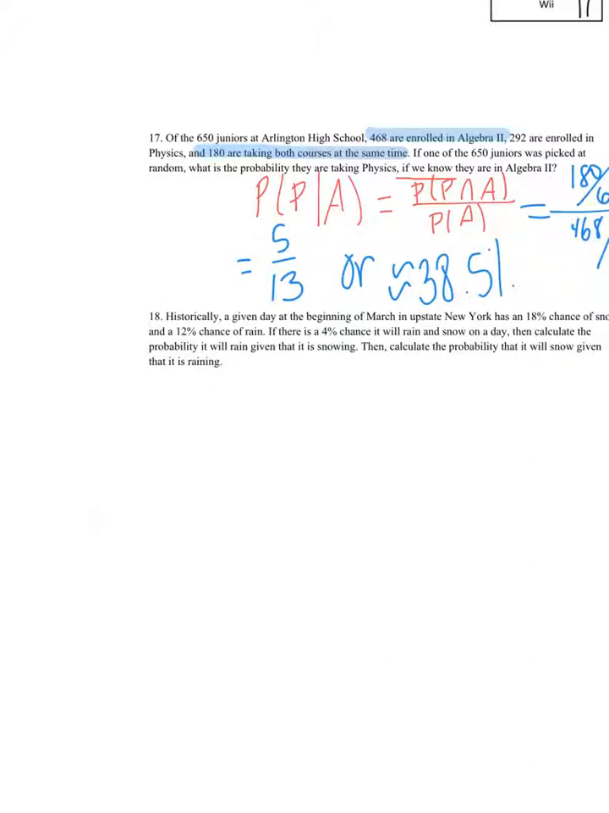Number 18, historically, a given day at the beginning of March in upstate New York has an 18% chance of snow and 12% chance of rain. If there's a 4% chance it will rain and snow, there are two questions here. First, we have to find the probability that it will rain given that it is snowing.